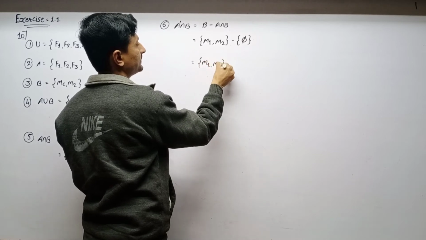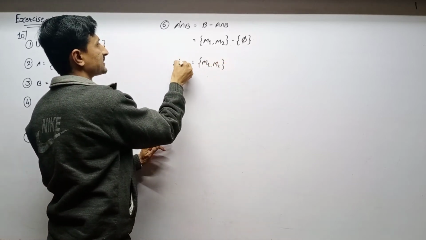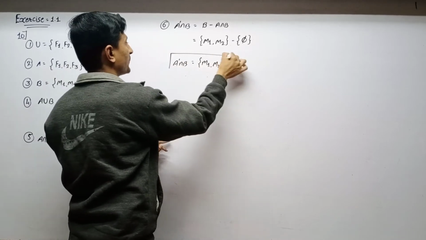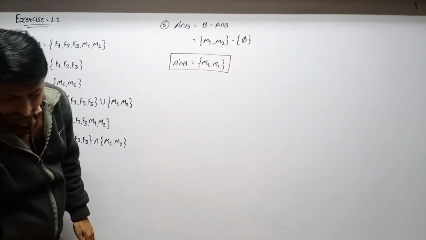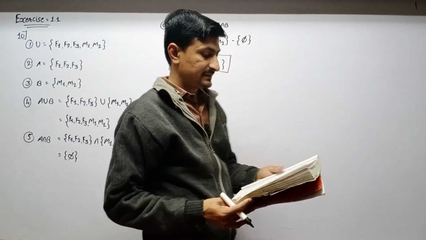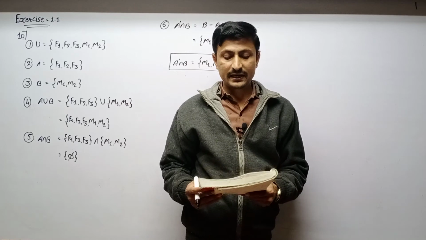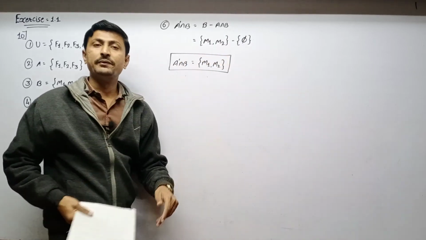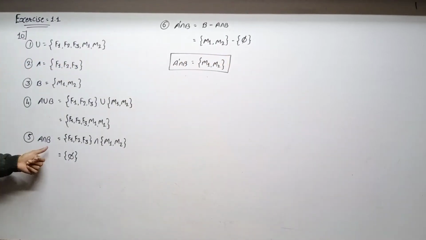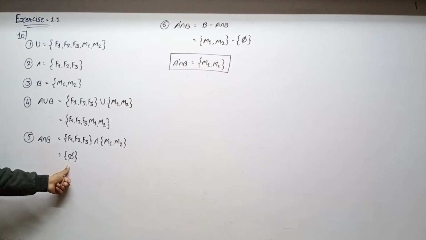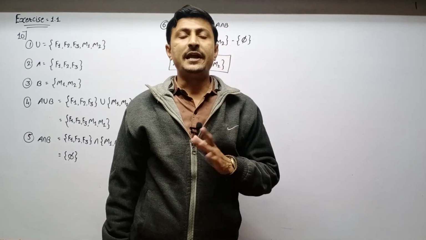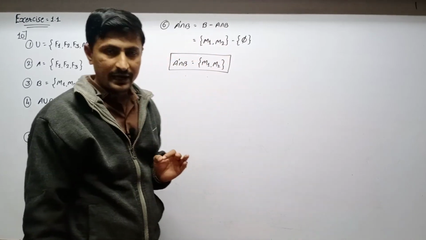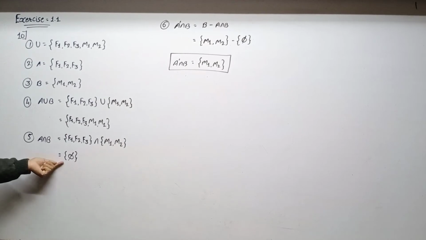M1, M2. Meaning A dash intersection B is also called event B only. Now next, in question number 7, can it be said that the events A and B are mutually exclusive? Give reason. Yes, A intersection B is empty. So yes, it is called a mutually exclusive event, when by the definition of mutually exclusive events A intersection B is empty. It is proved. Okay.